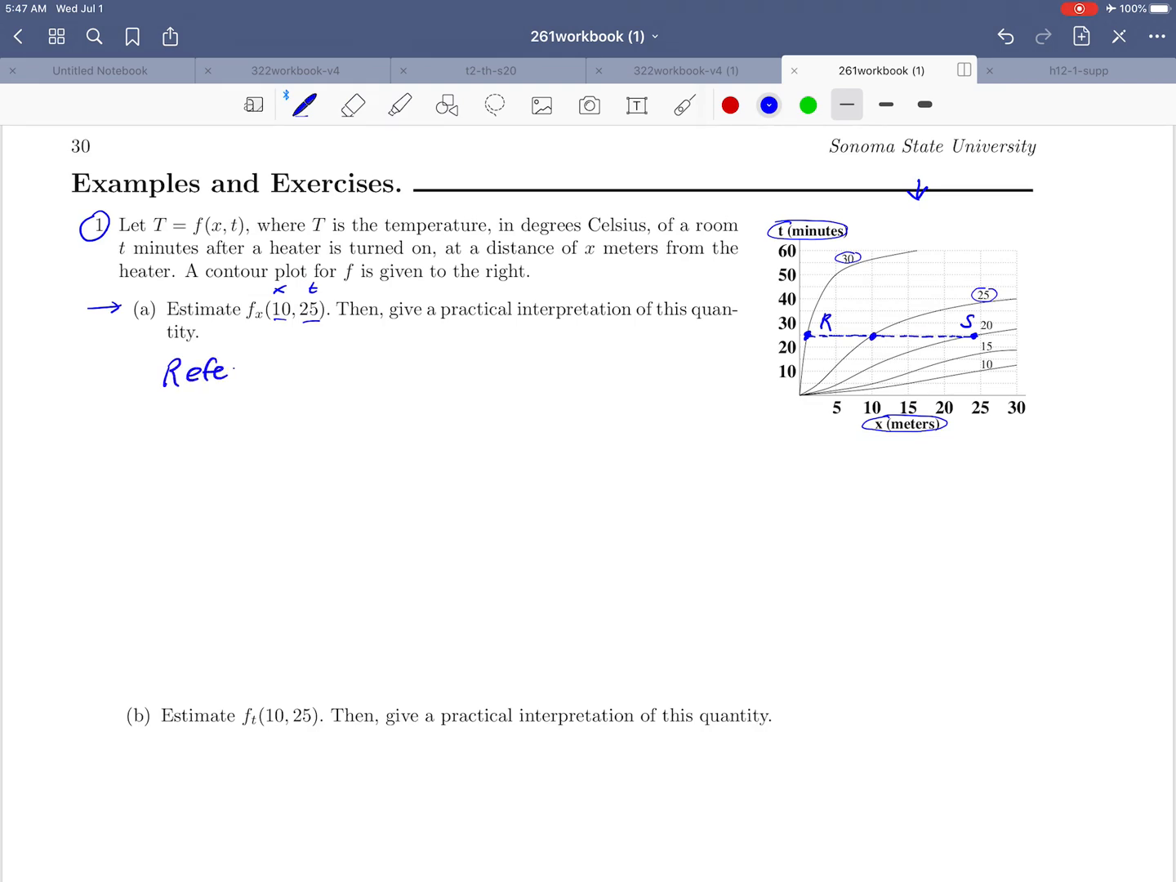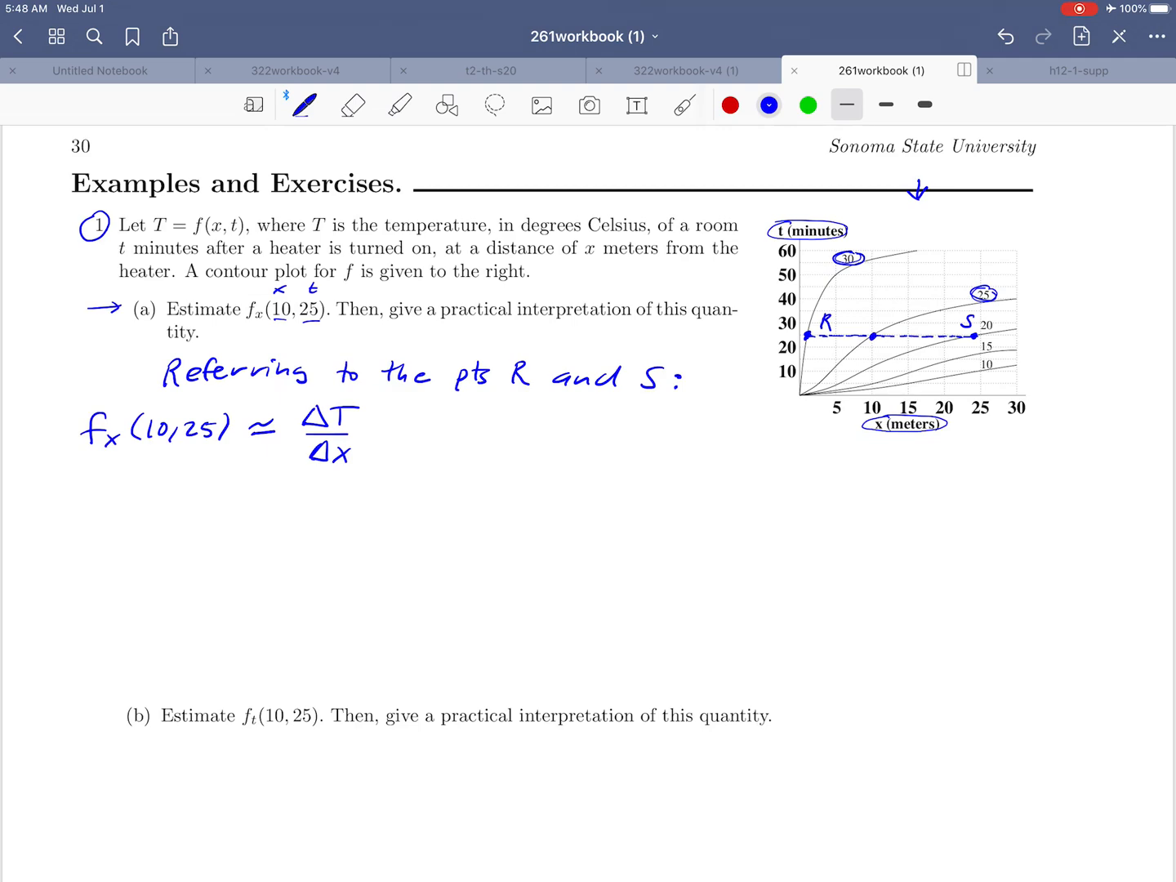Let's see if we can come up with an estimate for the derivative. So we'll refer to those points that we labeled R and S. The reason I chose those points is that they happen to lie directly on contours where we know what the temperature is, so it's kind of a convenient choice. So the derivative that we're looking for at (10, 25) is approximately the change in temperature over the change in x. That's the rate of change that we're measuring.